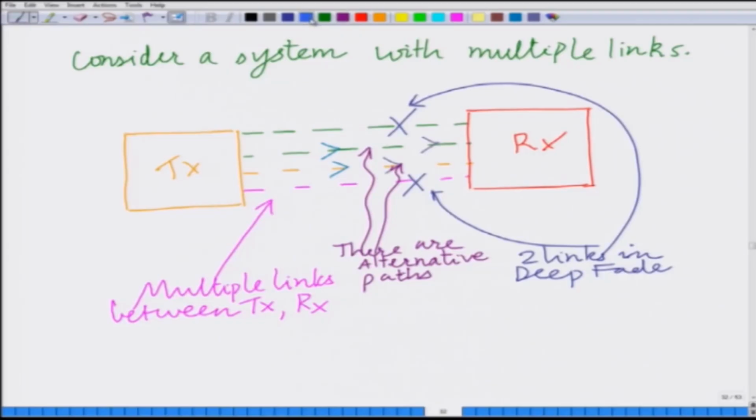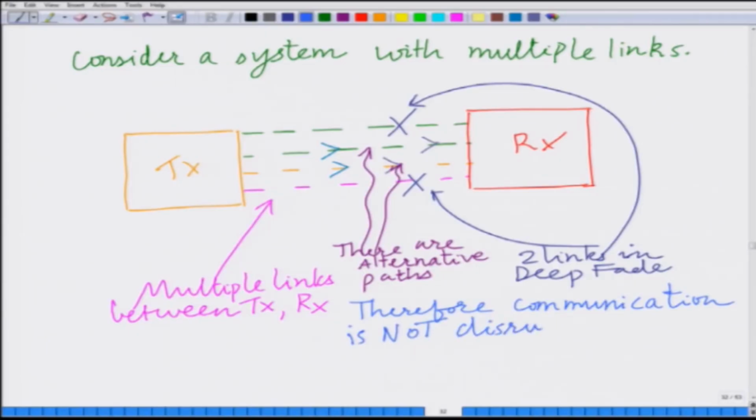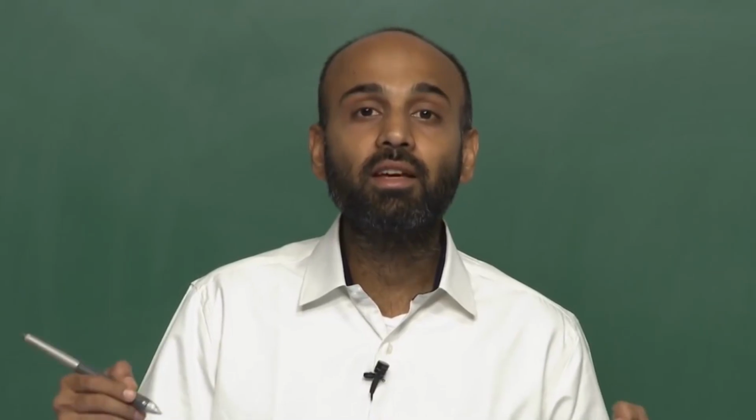Therefore, communication is not disrupted when there are multiple links, and having these multiple links or alternate paths means that there is diversity in the system. What is the meaning of diversity?